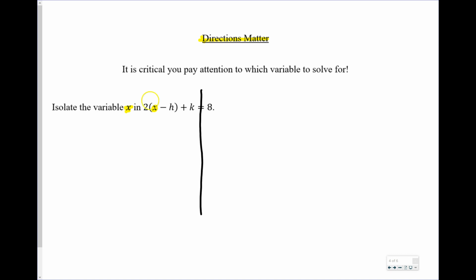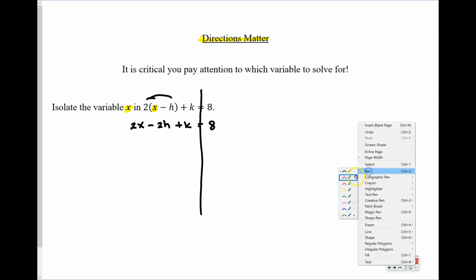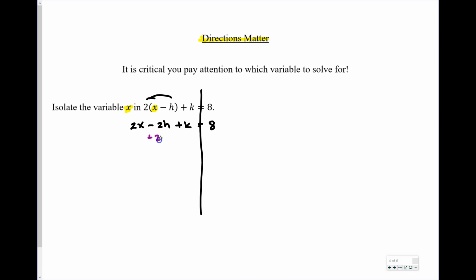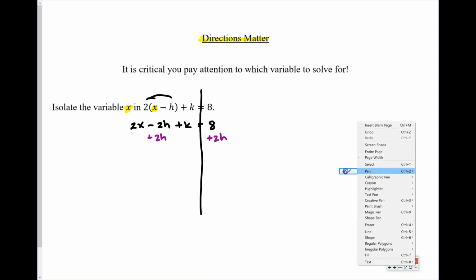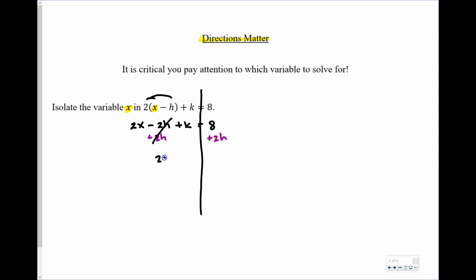However, I do see parentheses, so I'm going to go ahead and distribute that out. So I get 2x minus 2h plus k equals 8. Now these three things aren't like terms, so I can't really combine anything. I want to start getting the x alone, so I'm going to go ahead and first add the 2h over. Those cancel out, and I have 2x plus k equals, now be careful, this is not 10h. 8 doesn't have an h with it, they're not like terms, so this is 8 plus 2h. You just have to rewrite it.